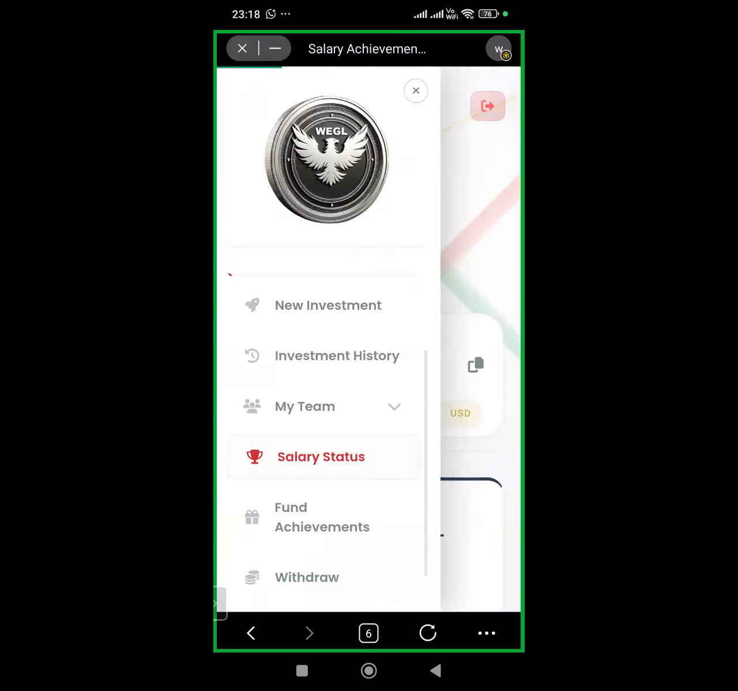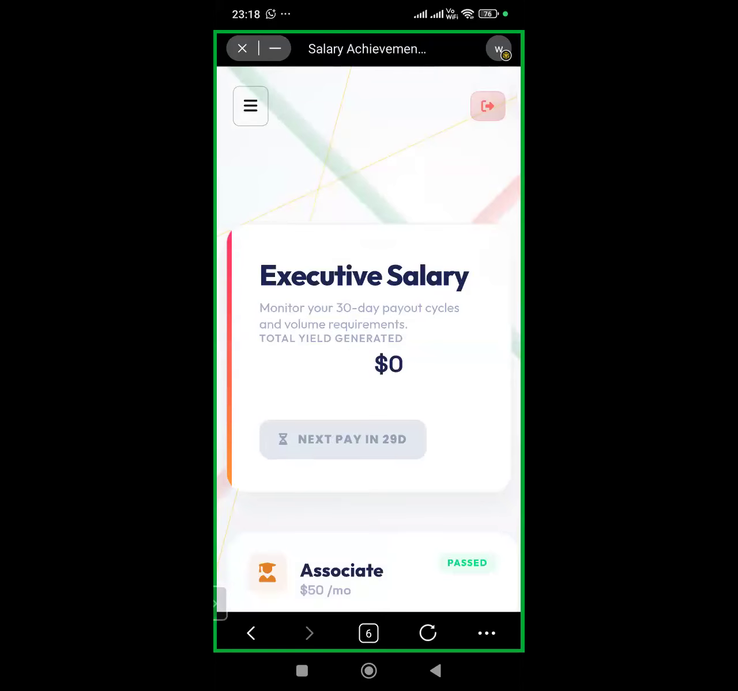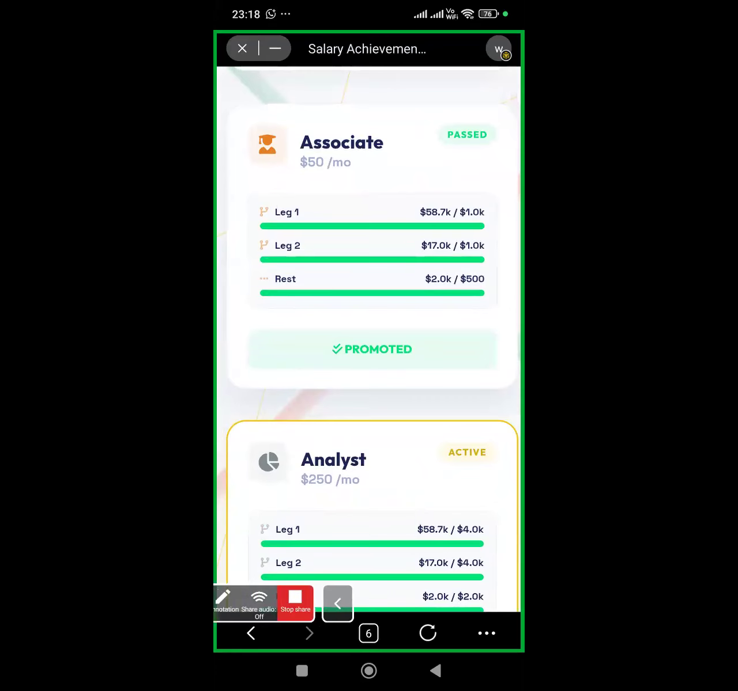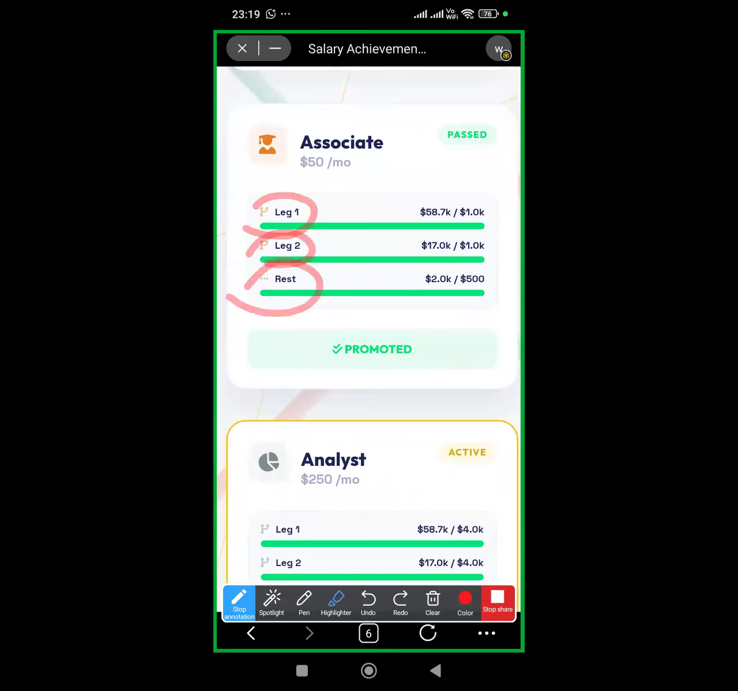If you go to the salary status, you can see here you need a 3-leg volume. You see here this is the first, second, and all other legs are counted in the third leg. So you need volume in the different legs in a different way. As you have the business, you will be given a salary. You can see here that these are the targets.